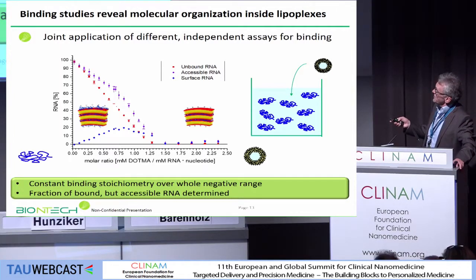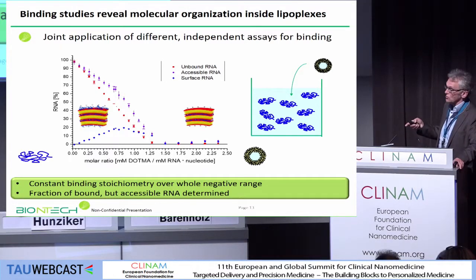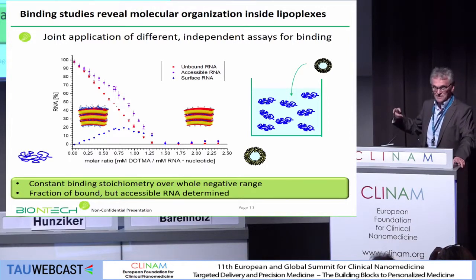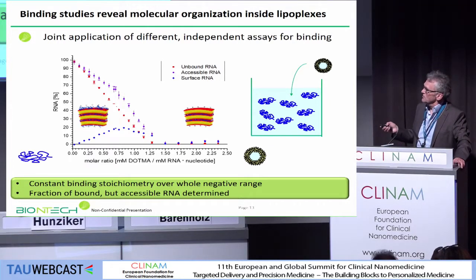And what you can see is if you add more and more liposomes, the fraction of unbound RNA decreases virtually linearly, indicating that apparently products of a very well-defined stoichiometry are formed. The second data set, the blue curves, show RNA which is accessible by a fluorescent dye, which is intercalating to the RNA. And here, interestingly, we found that the fraction is a little bit higher, and this is also following a certain rule, as the fraction of unbound RNA increases monotonously with the fraction of particles bound.